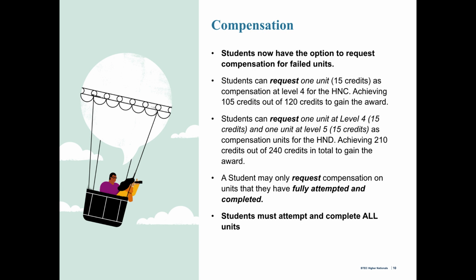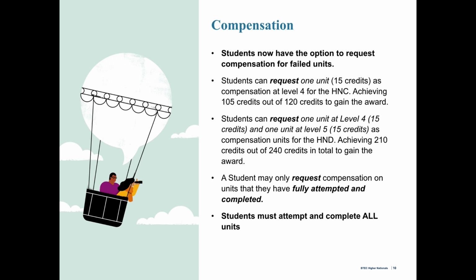However, what's important to recognize, and what you'll need to work with your students to recognize, is that this is not a strategy, because the fact that the students don't have 120 credits at level 4 or 240 credits at the HND level will have an implication. So for example, if your center has an internal progression policy that says a student to progress from level 4 to level 5 must have 120 credits at level 4, then that student will not be able to progress to level 5.